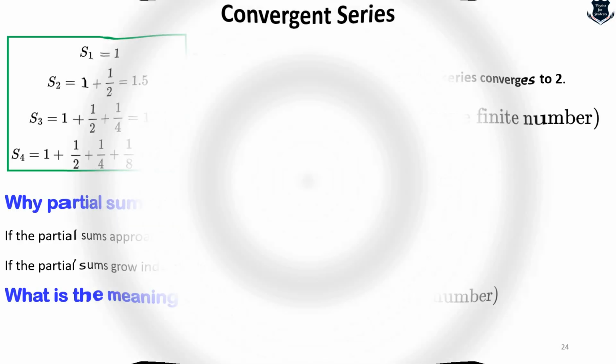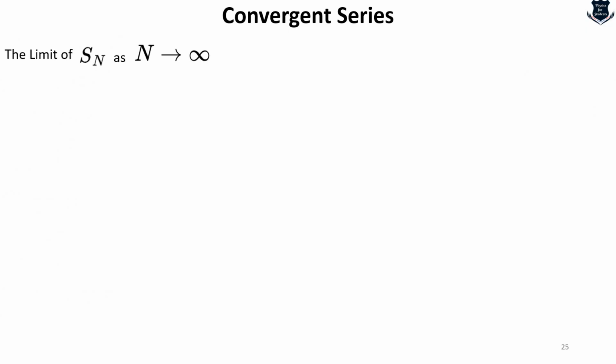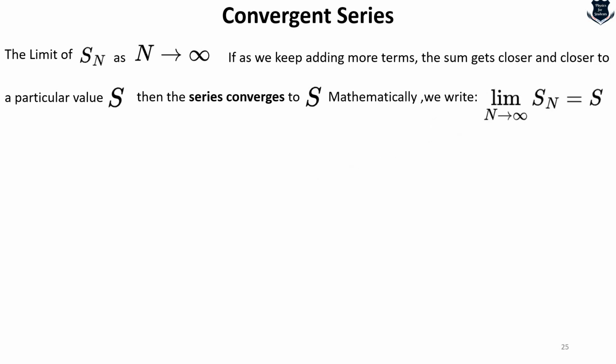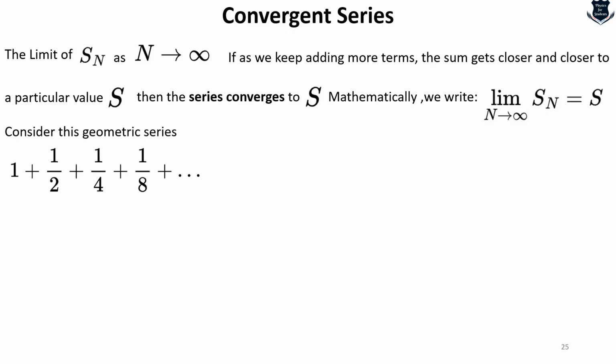Let us make a very simple example of that. So what it means is that if we keep on adding and adding more terms, the sum gets closer and closer to a particular value s, and we call that the series converges towards s. And mathematically we write it like this. For example, let us consider this geometric series.